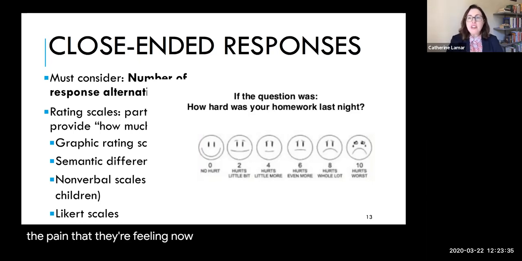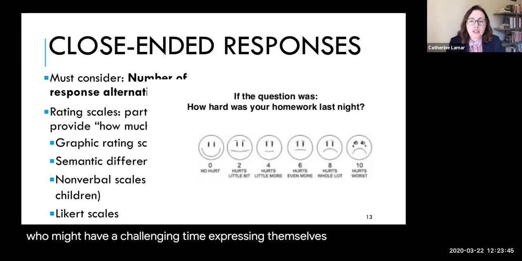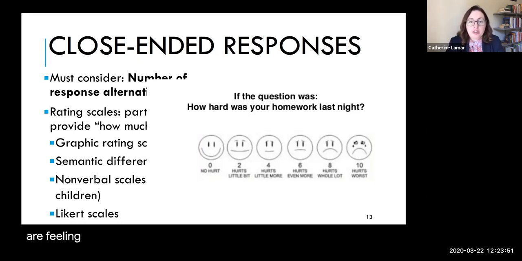Now, the great thing about nonverbal scales is that they work really well with any person or a community of people who might have a challenging time expressing themselves with words. This can be a really useful way to still get a feel for how these people are feeling or what they're going through, which is great.